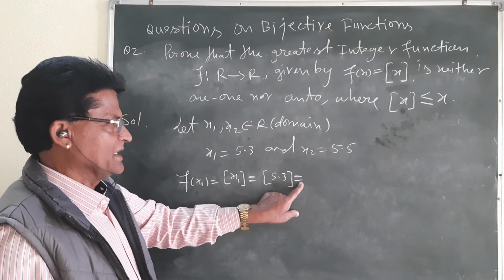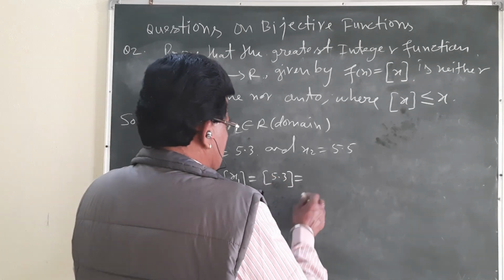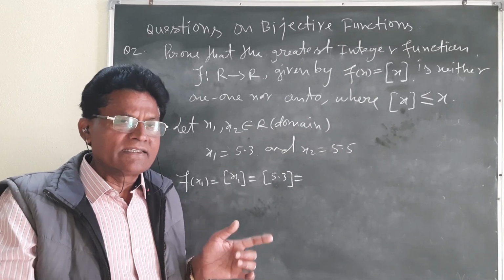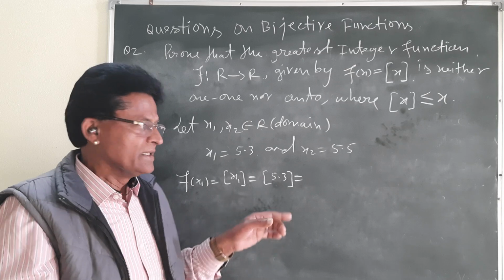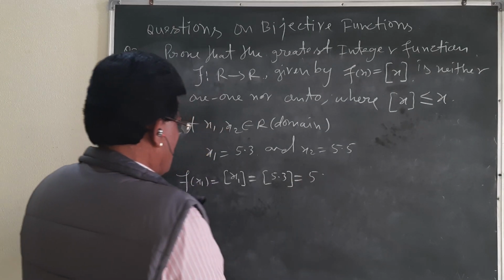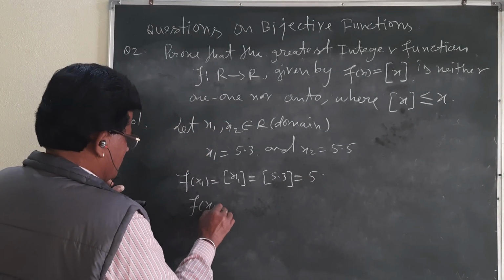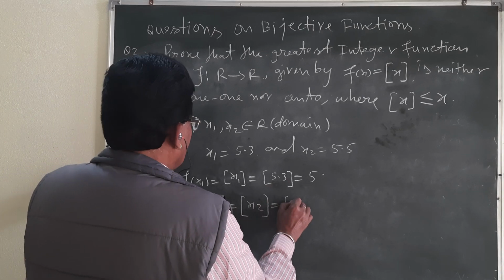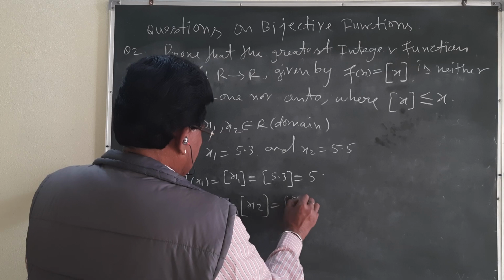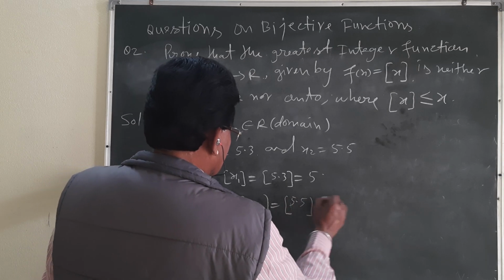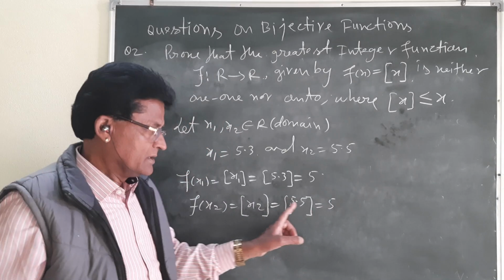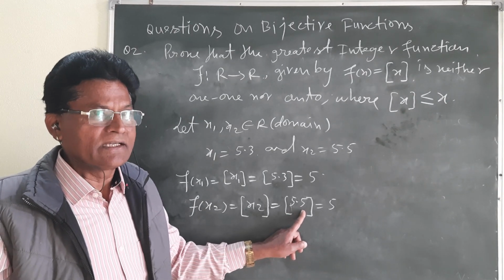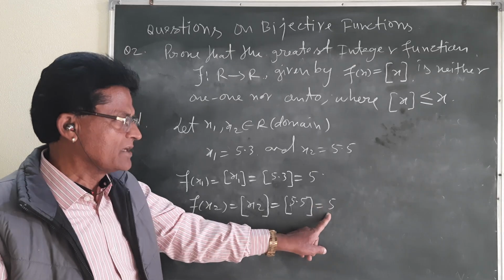It will not be equal to 6. It will be 5, because the integer will be 5. 5.3 is not an integer. 5 is an integer, 6 is also an integer. That is why you will take 5. Okay, now f(x2) is equal to [x2]. x2 is 5.5. Similar kind of thing, its value will be 5. That value will not be greater than 5.5. It will not be 6, because 6 is an integer and 5 is an integer. That is why you will take 5.